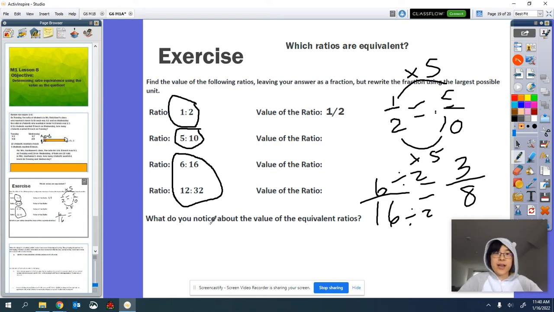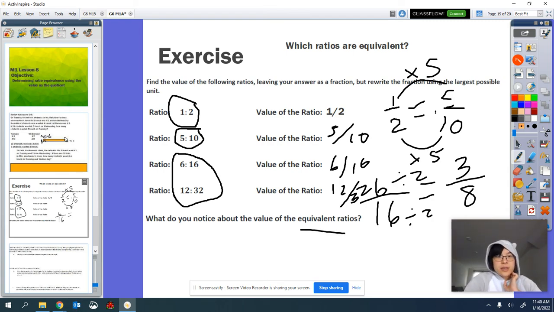So again, the value of this ratio is 5 to 10. The value of this ratio is 6 to 16. This is 12 to 32. So again, equivalent ratios are also equivalent fractions. When you multiply or divide the numerator and denominator by the same number, you find an equivalent fraction.